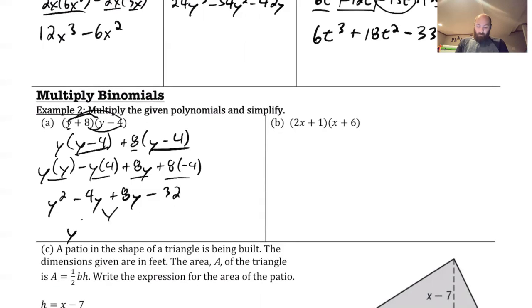These two can come together. So I got negative 4 and a positive 8. So that's a positive 4y minus 32. And that's it. I'm going to show a slightly different method. Kind of the one I prefer to do on here. But let me pause real fast on that one.